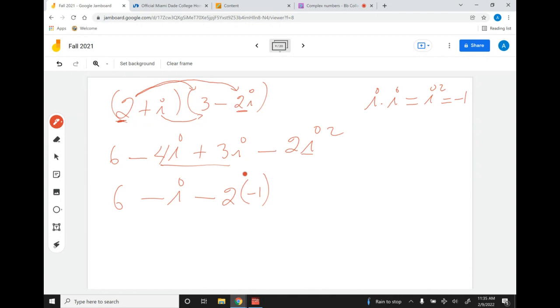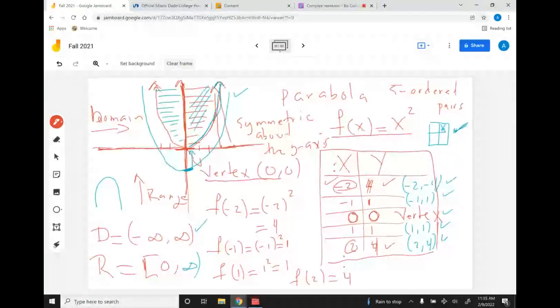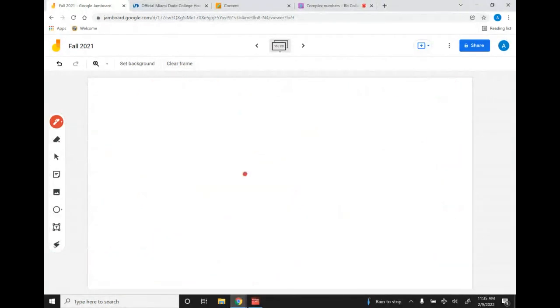And now, I'm going to multiply these two negative numbers. And then finally, my answer will be the real part plus the real part, 6 plus 2 is 8, minus i, which is the imaginary part. So this is how you multiply them. Let's do another one.